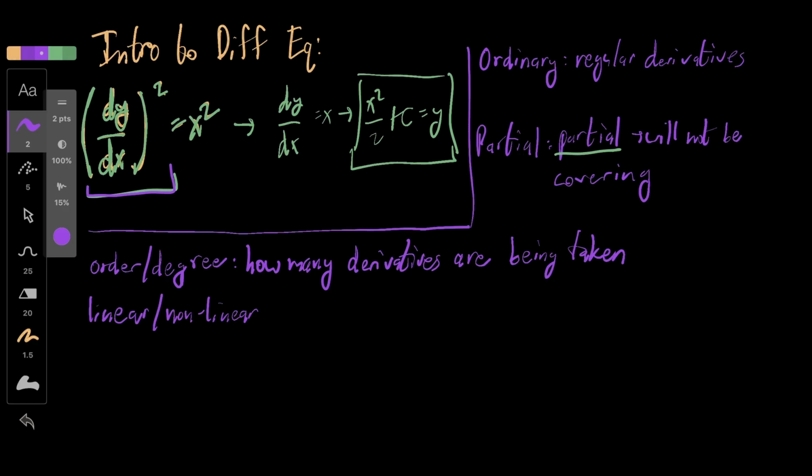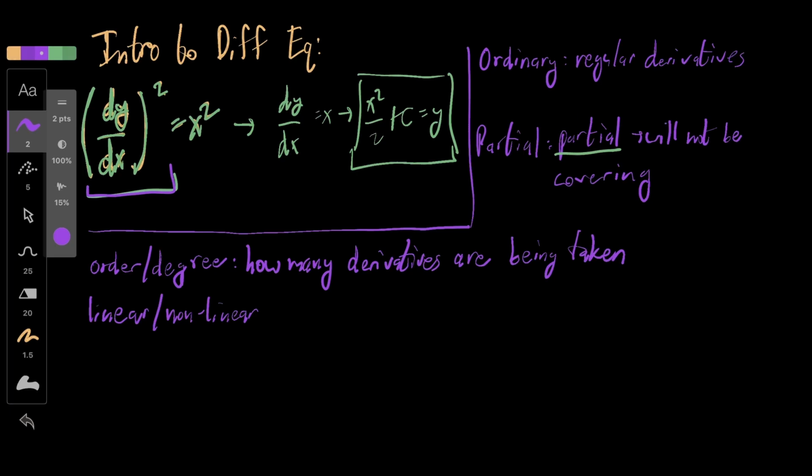Now there are others like homogeneous and heterogeneous, I think, or non-homogeneous, and there's also other stuff with the coefficients, but those would be taken in the actual differential equations course instead of actually learning how to classify it, and those are more advanced. So this is really all you need to know for now: whether it's ordinary or partial, how many derivatives are being taken, and what are we doing to those derivatives.